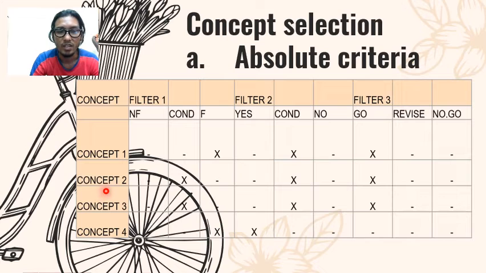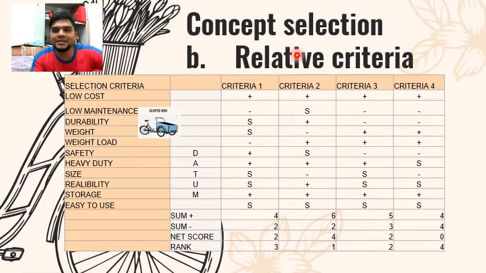For concept number 2, filter number 1 is condition, filter number 2 condition, and filter number 3 is go. And for concept number 3, we put filter number 1 is condition, filter number 2 condition, filter number 3 go. And concept number 4 is non-flexible, filter number 2 yes, filter number 3 is go. Okay, we now go to the concept selection.